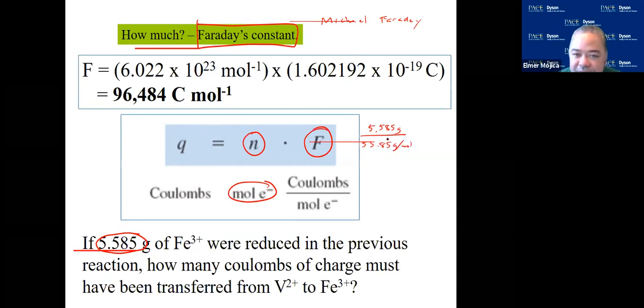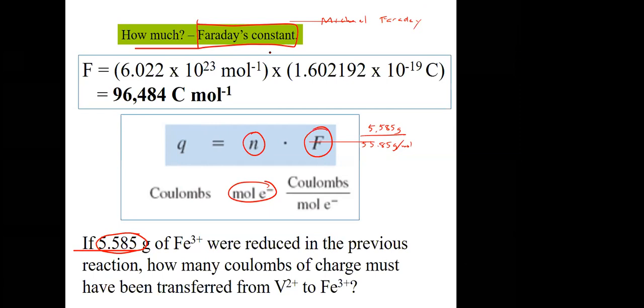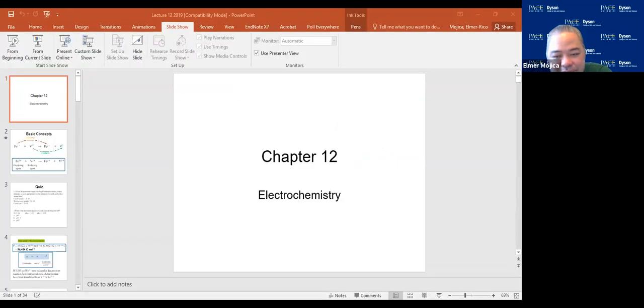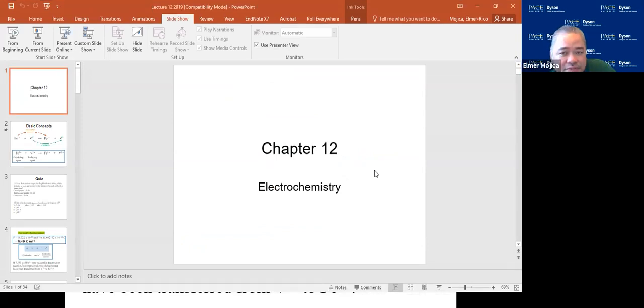What is 55.85? Anyone? Where did I get that value of 55.85? What's the molar mass, right? That's the molar mass of Fe. That's the one that we need so that we can convert our numbers into the number of moles.